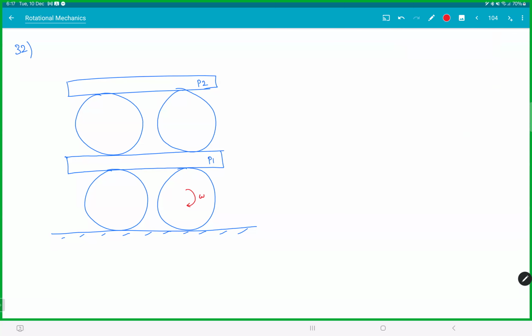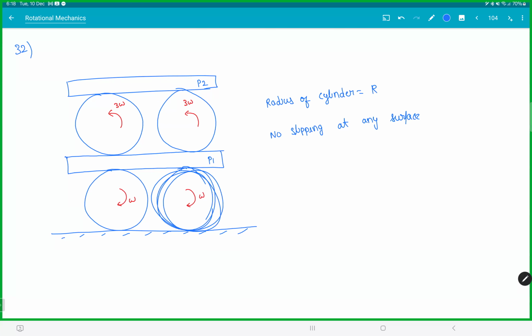So these bottom cylinders are rotating with omega. These cylinders are rotating this way with 3 omega. All cylinders have the same radius. There is no slipping anywhere: no slipping on the ground, no slipping between the cylinders and the planks, no slipping at any surface. Now see, if you're just rotating here, it would skid, isn't it? That means there is a translational velocity which I'm not telling you. Find the velocity of the cylinders and the planks.